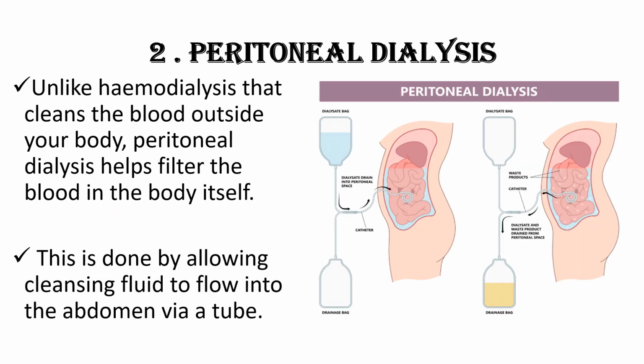Next is peritoneal dialysis. Unlike hemodialysis, which cleans the blood outside your body, peritoneal dialysis helps to filter the blood in the body itself. So the dialysis is done in the body itself. This is done by allowing the cleansing fluid to flow into the abdomen via a tube. If you see in the figure, you can understand how it is done in the abdomen itself.